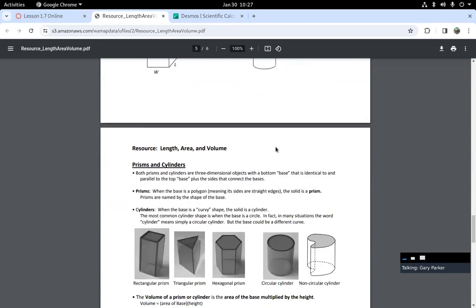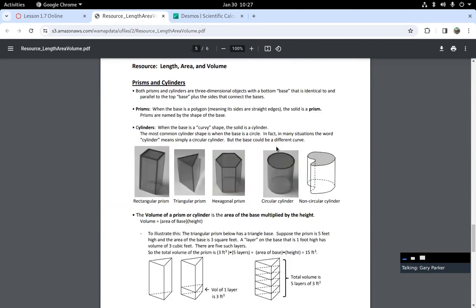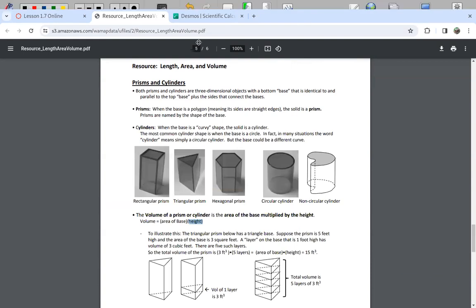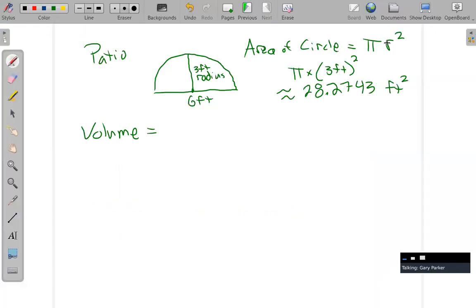And then they go on to talk about prisms. And our patio is a prism. The base and the top are going to be the same shape, that semicircle. So it says volume of something like that is area of the base times the height. Cool. All right, let's adjust our work here. So that's a full circle. I got to remind myself, I want a semicircle.